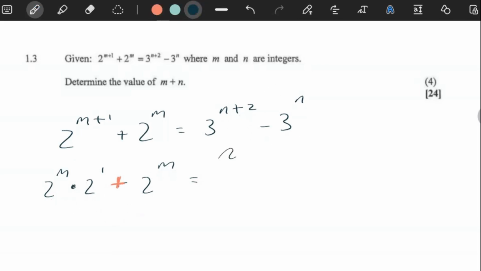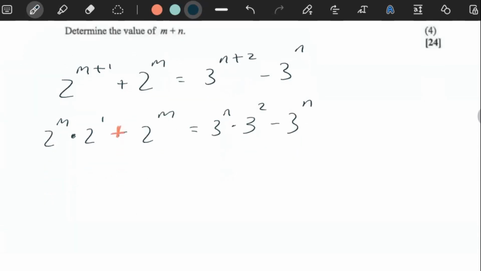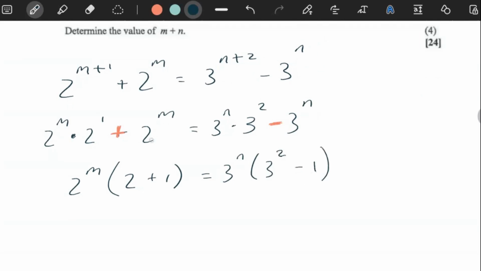Let's do the same here. We have 3 to the power of n multiplied by 3 to the power of 2, right? And then here we can subtract 3 to the power of n. And in between them, we have a negative symbol here. So with 2 to the power of m, we can take that out as a common factor here. You have positive 2 here. If you take out 2 to the power of m, you have a positive 1 here. On this side, if you take out 3 to the power of n as a common factor, you have 3 squared here. If this is gone, you have 1 as a placeholder, just like what we did here.